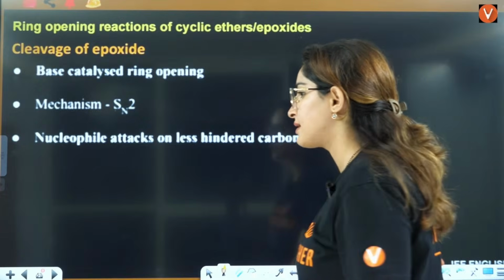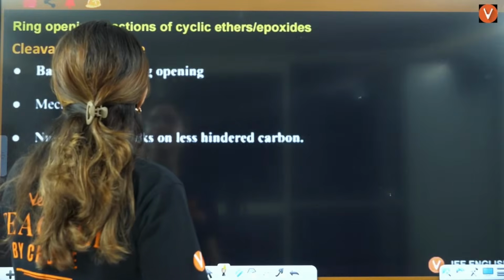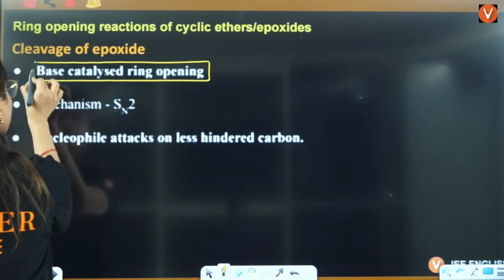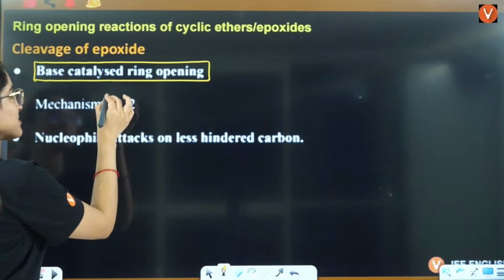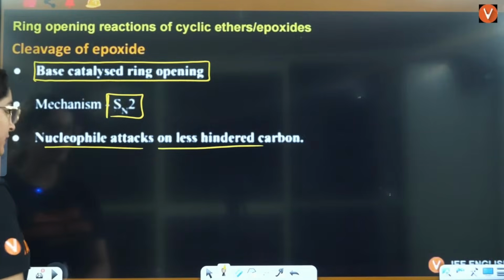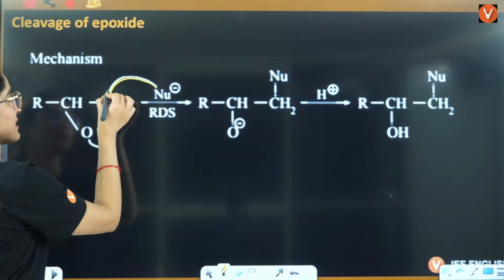Okay, let's see this. Ring opening reactions of cyclic ethers. First is base catalyzed ring opening, right? That follows the SN2 mechanism and the nucleophile attacks on the less hindered carbon. So here the nucleophile will attack on the less hindered carbon.